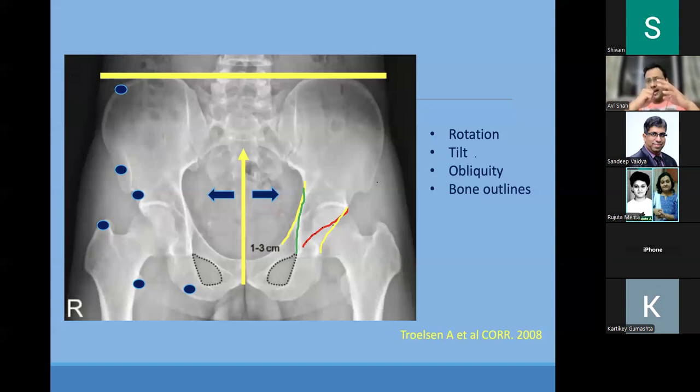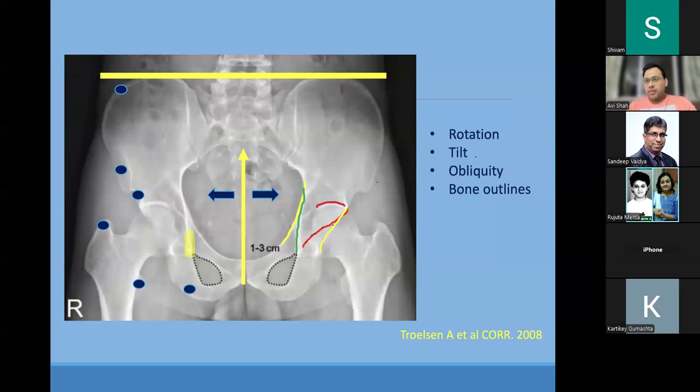So normally our acetabulum is lateral to both of these lines. If our acetabulum is crossing these lines and going medially, then we will talk about coxa profunda and protrusio acetabuli. So you need to look at these lines as well. Then the teardrop, which I spoke about.